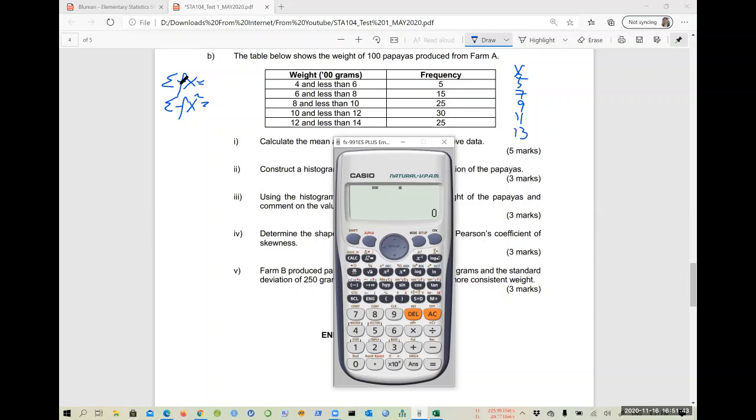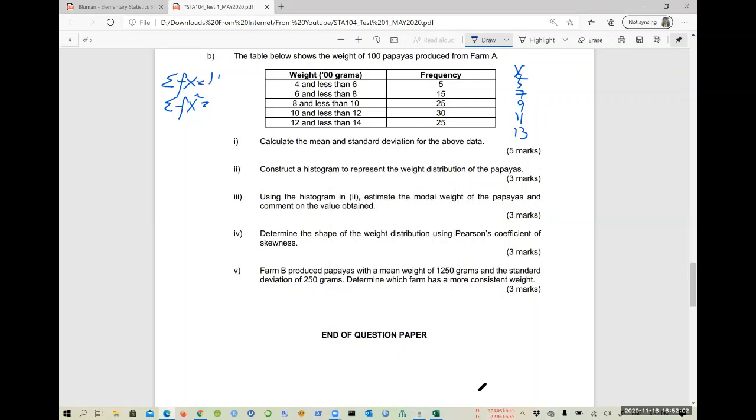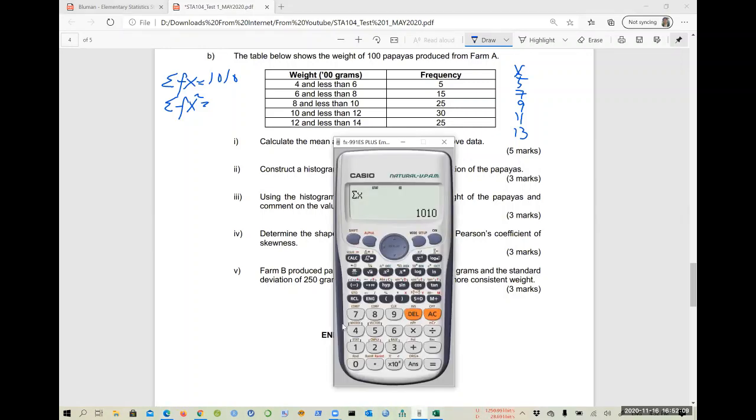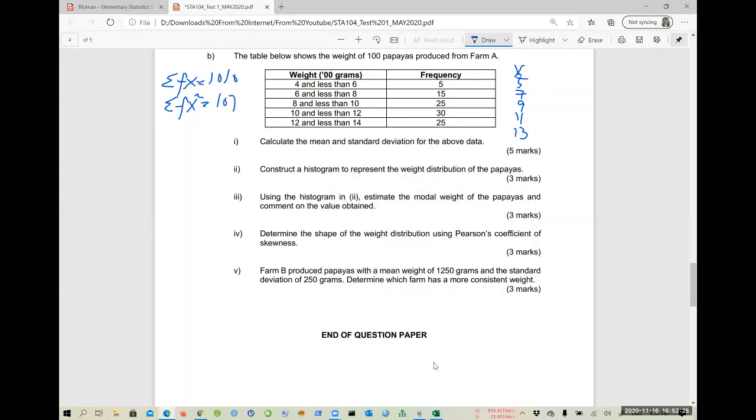And then right now we want the summation. So shift number 1, choose number 3, that is sum. So you want the summation of fx, choose number 2, equal sign. So you get 1010. And then do the same thing for the second one, that is for the summation of fx squared. So shift number 1 and then number 3 and then choose number 1. Select number 1, equal sign, 10740.